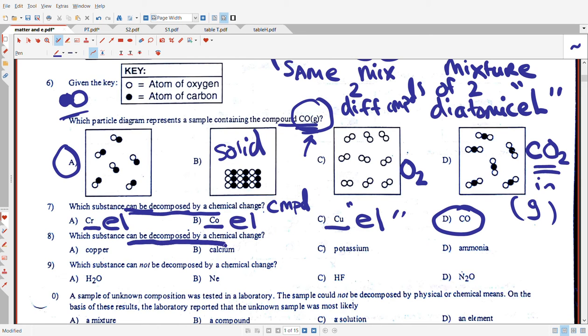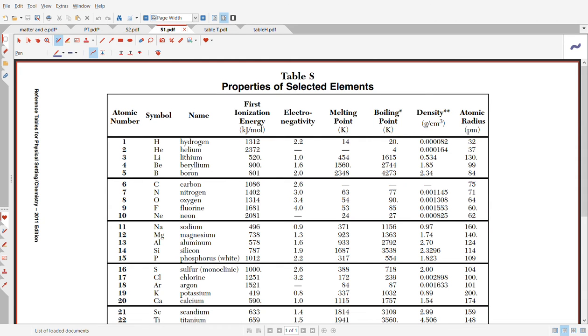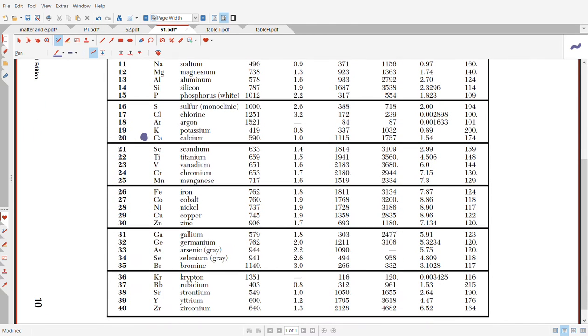Who can be decomposed? Again, we want a compound. Now we're given words. We have copper, calcium, potassium, and ammonia. So if you're given words and you don't know at this point that copper is represented by Cu, calcium is represented by Ca, and potassium is represented by K, you could go to the elements on Table S and we could find calcium right here. We'll find copper right here. And we'll find potassium right here.